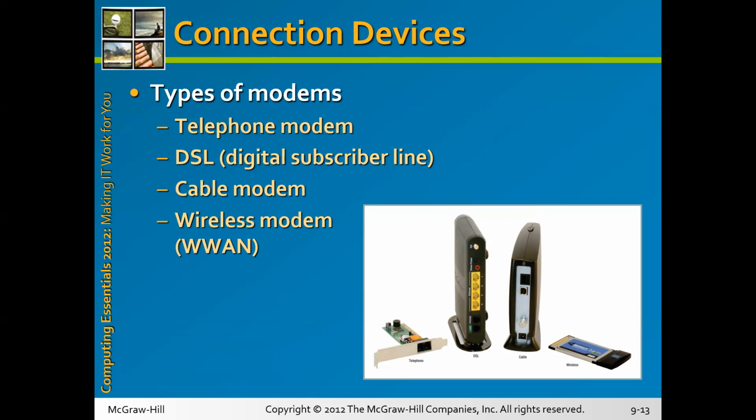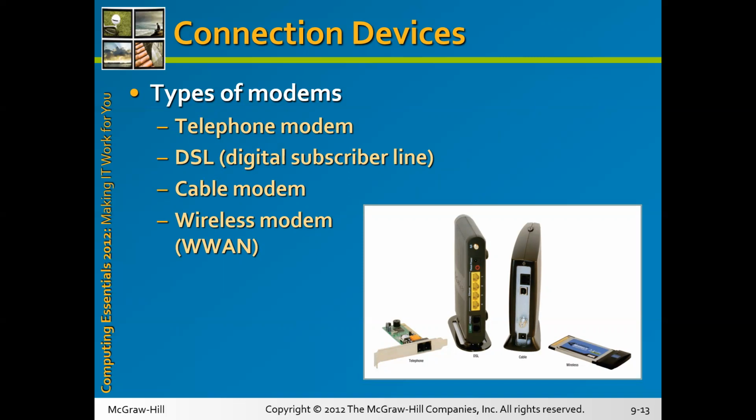Types of modems. The long form of the term modem is modulator, demodulator. Modulation is the name of the process for converting from digital to analog. Demodulation is the name of the process for converting analog to digital. Telephone modems can either be internal or external and connect computers directly to a telephone line. DSL uses standard phone lines, is external, and uses either USB or Ethernet. Cable modem uses coaxial cable, same as your television, and uses either USB or Ethernet.